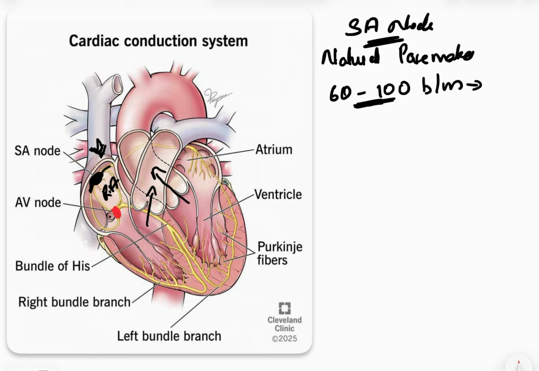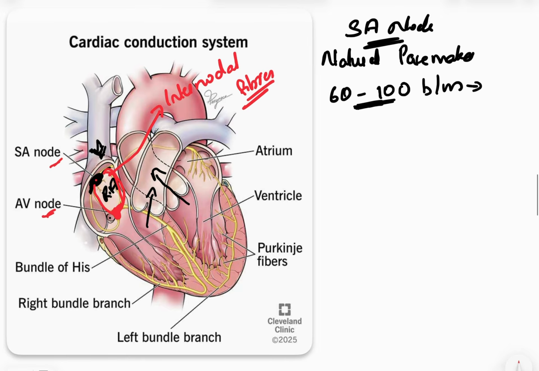And how is it transferring? There are internodal fibers here. I think that is also very easy to remember, because the fibers between two nodes are internodal. Nodes and nodes. The SA node and AV node are connected by internodal fibers. The internodal fibers connect the SA node to the AV node, the atrioventricular node.